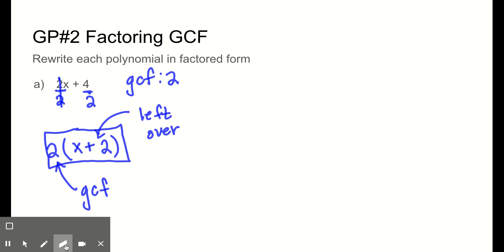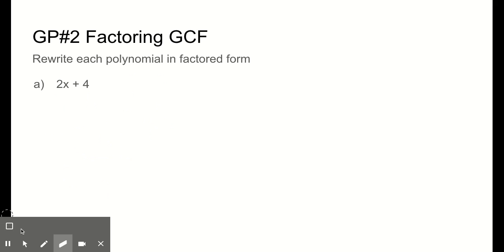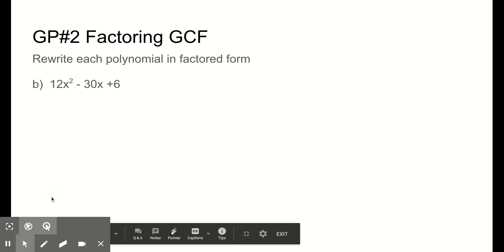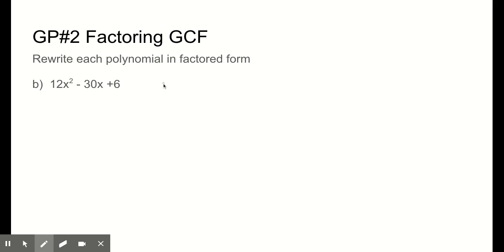All right, so let's take a look at another one. So first step, make sure you're writing your toolbox. First step is to find the GCF of the polynomial. So for our numerical values, we have 12, 30, and 6. So we want to figure out the greatest common factor between 12, 30, and 6.